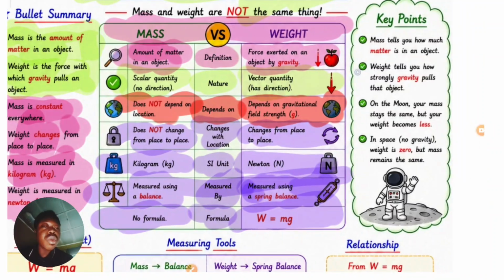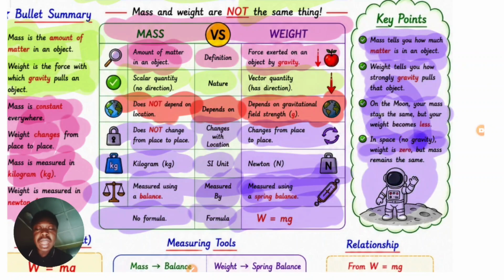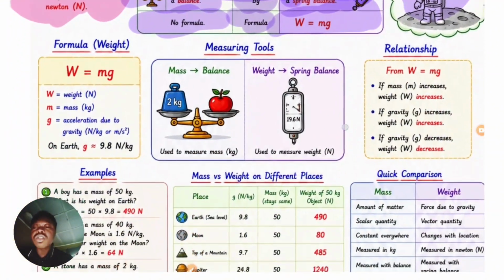So key points you must note are what I've just described to you. Mass tells you how much matter is in an object, but weight tells you how strongly gravity pulls that object. Then on the moon, your mass stays the same, but your weight becomes less. In space, where there is no gravity, weight is zero, but mass remains the same. So that is the analogy between these two.